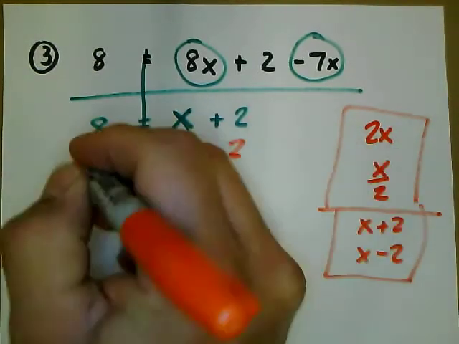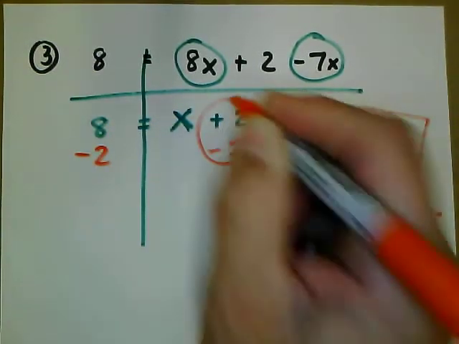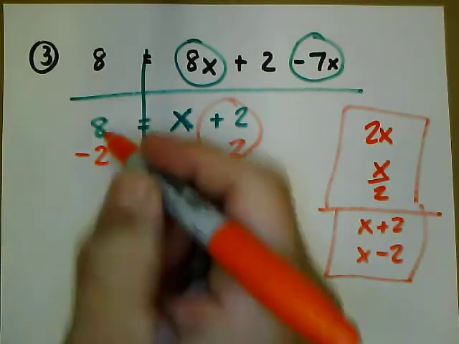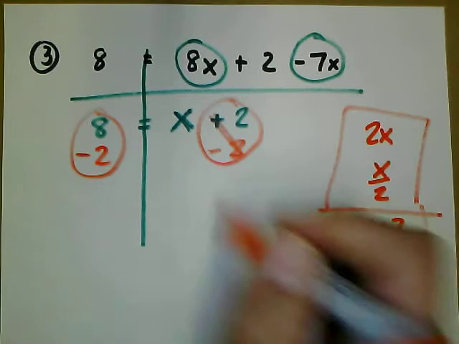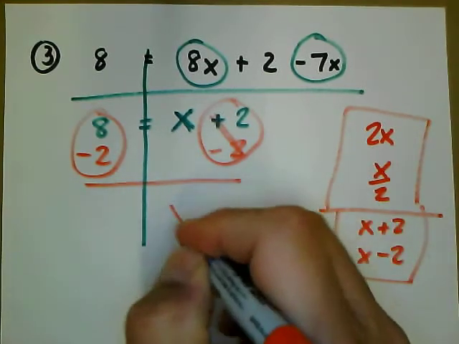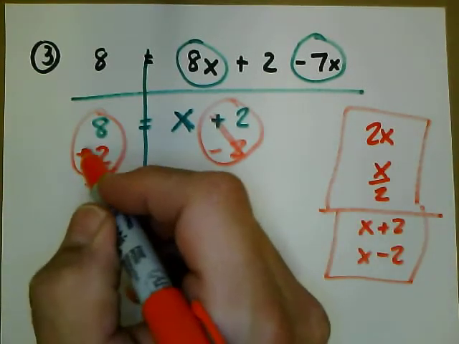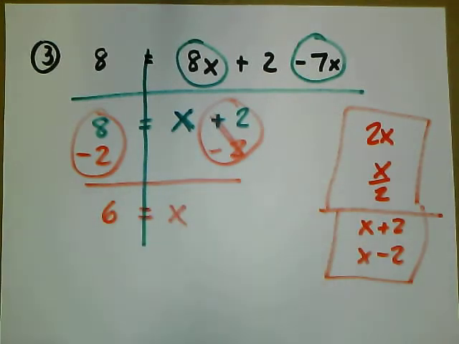We need to subtract 2 from both sides of the equation because it's plus 2, and it's not attached to the x. Our opposite operations are gone. We're left with x. And by the way, 8 minus 2 is 6.